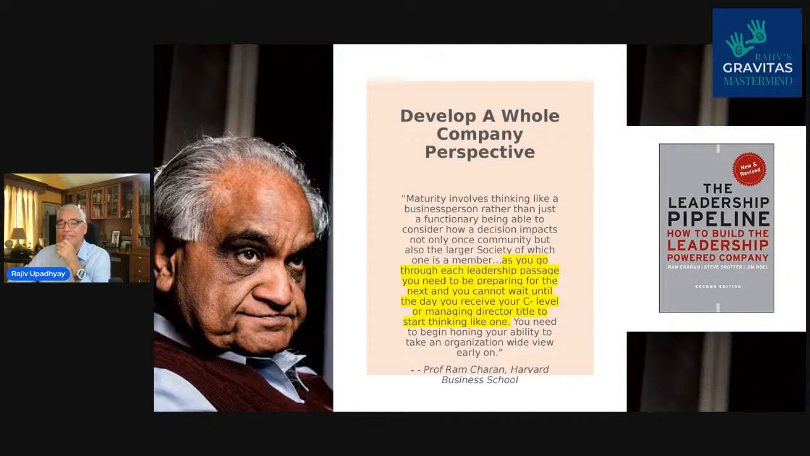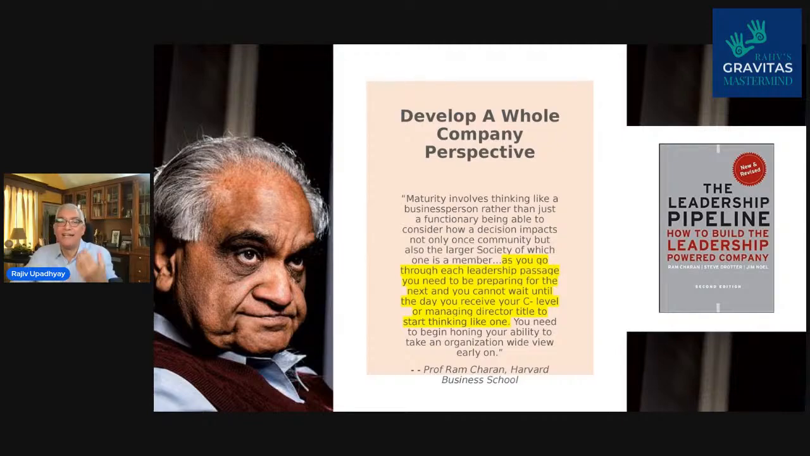Now, many people tell me that you might not be the candidate for the boardroom at this moment. So for those people, I like to share this clipping from Professor Ram Charan, who in his book, The Leadership Pipeline, very clearly said that as you go through each leadership passage, you need to be preparing for the next level and cannot wait until the day you receive your C-suite or managing director title to start thinking like one.